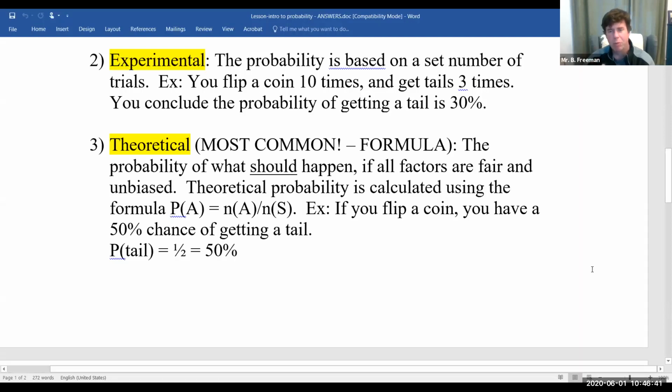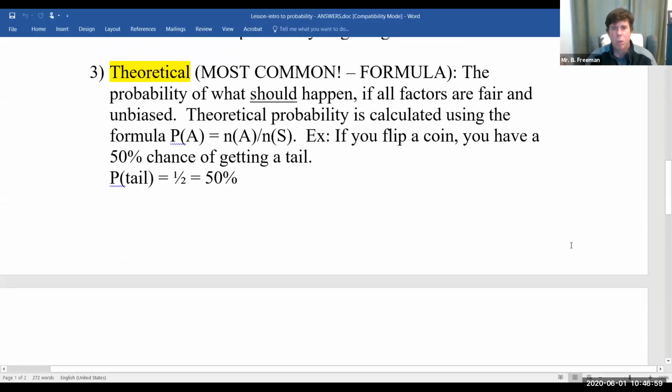So for experimental probability, you actually have to be doing an experiment. Pull 52 different cards out of a deck and look at the probability of them happening. Spin a spinner multiple times, sit there and flip a coin 100 times and see what happens.